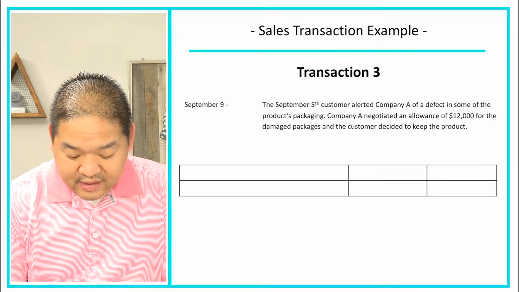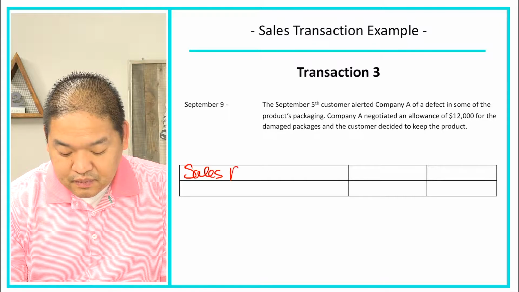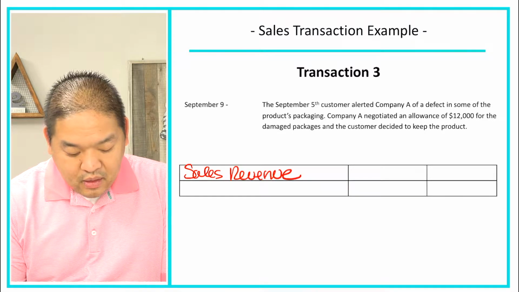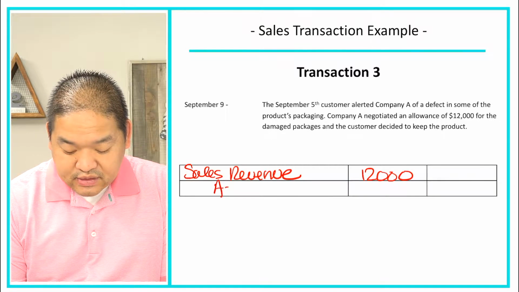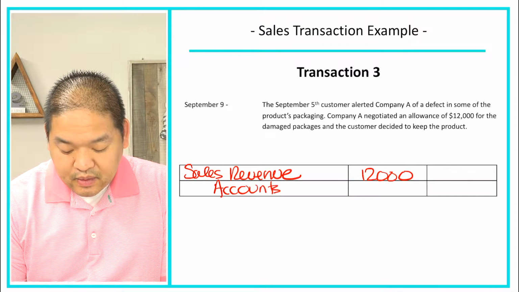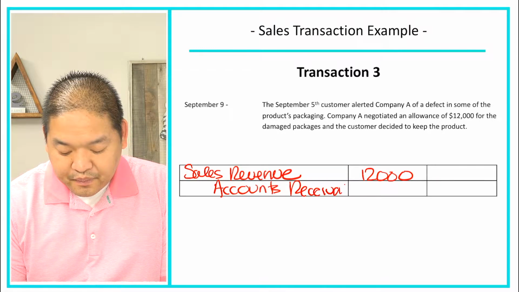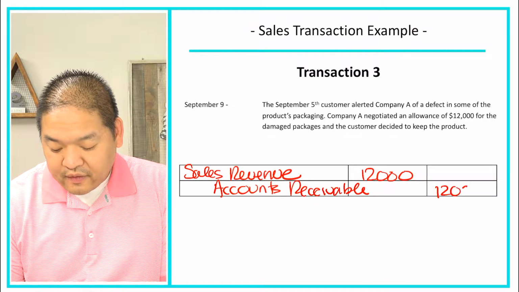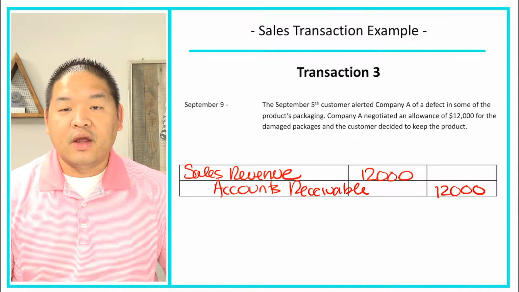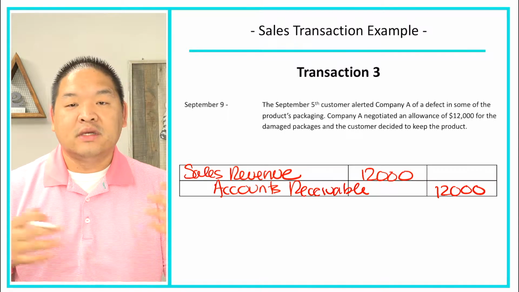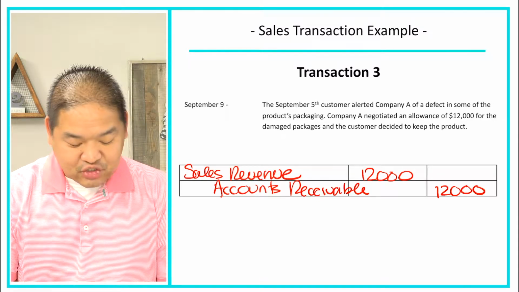So we're going to debit sales revenues of $12,000. And we're going to credit accounts receivable for $12,000. So that's what our entry looked like for the allowance that we are giving our customer.